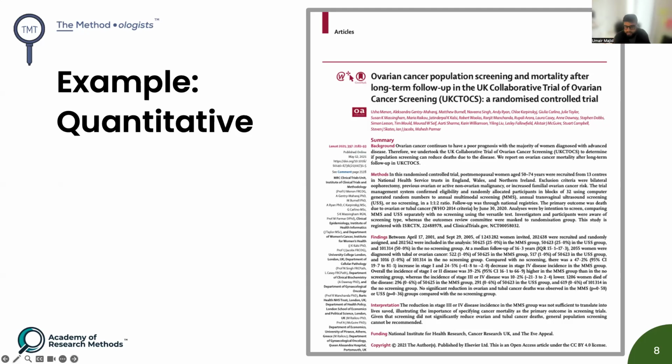So this is a randomized controlled trial, and we'll take a look at how I know it. This is just reiterating how randomized controlled trials work and some of the differences in how they're framed. You can tell, in the title it says randomized controlled trial. It's looking at the ovarian cancer population. It's looking at screening and mortality after follow-up, right?